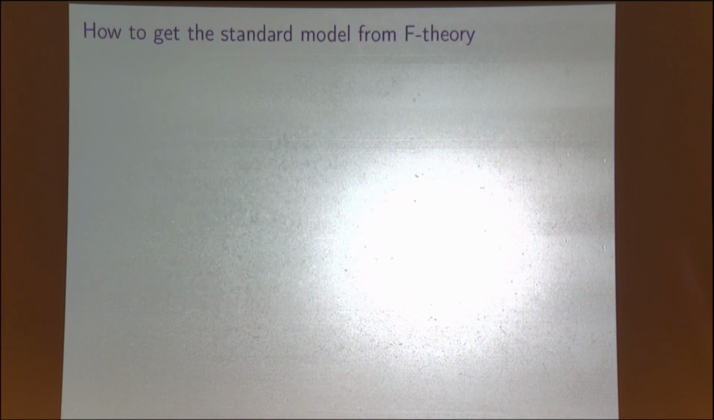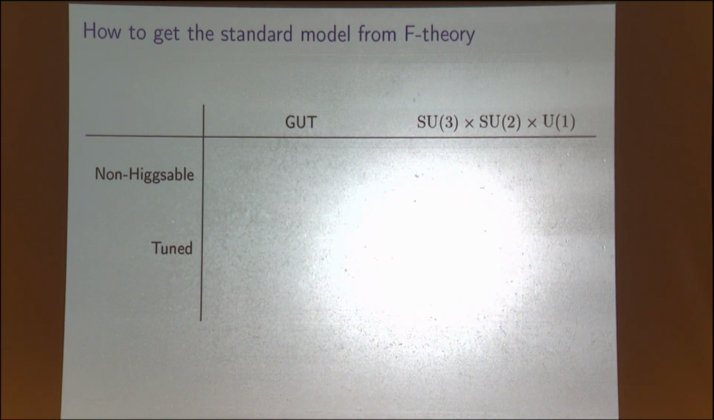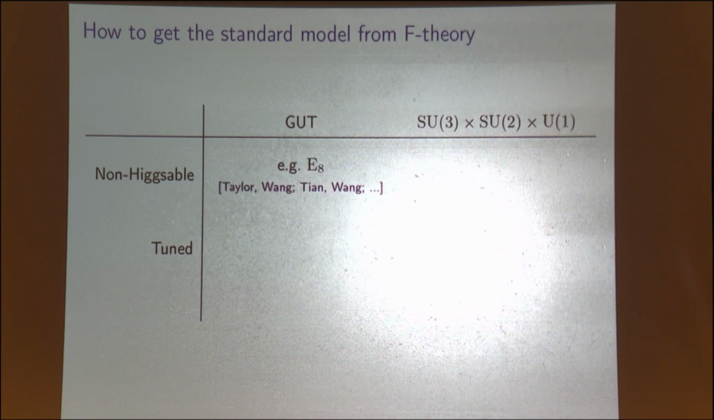Okay, so the last thing I want to touch on in the overview is different approaches to trying to find the standard model in the F-theory story. Basically, there are two binary choices you can make. Do you want to do something non-Higgsable or tuned? And do you want to do a GUT, or do you want to directly get the standard model? So for example, you could try to use a non-Higgsable E8 factor and then break it with fluxes to try to find the standard model.